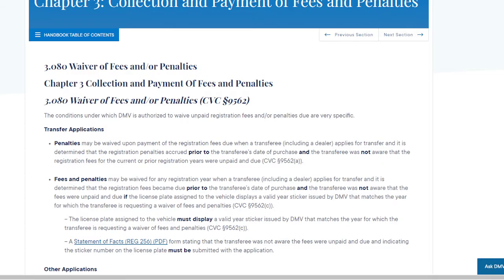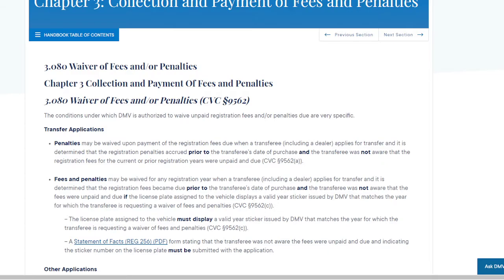If the license plate assigned to the vehicle displays a valid year sticker issued by the DMV that matches the year for which the transferee is requesting a waiver of fees and penalties. The license plate assigned to the vehicle must display a valid year sticker issued by the DMV that matches the year for which the transferee is requesting a waiver of fees and penalties.